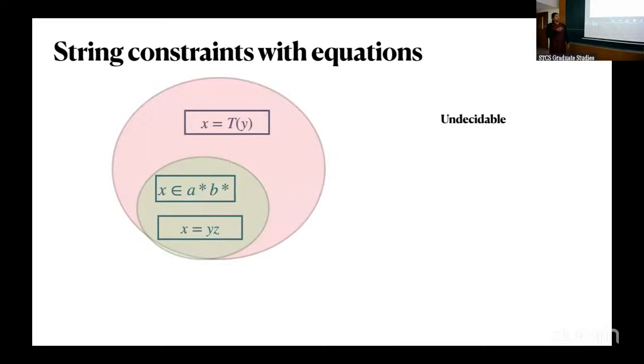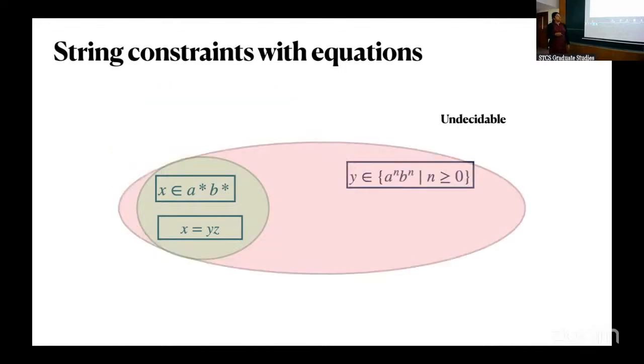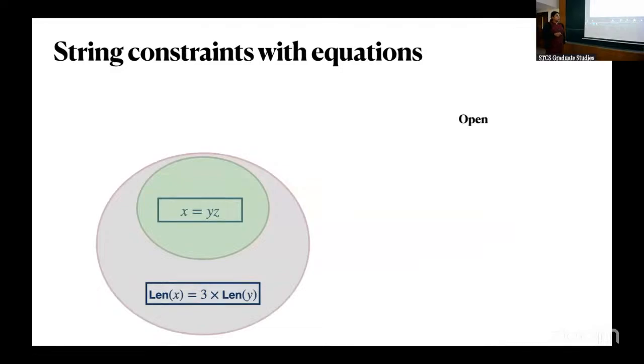If we add, on the other hand, some kind of transductions, which I will say more about later, they are functions from words to words realized by automata. Then it becomes undecidable. And if instead of transductions you try to put context-free membership constraints, then again it becomes undecidable. If you go beyond regular to something like context-free, it's going to make it undecidable. And if you just have these kinds of equations and you have length, we don't know the status, whether it is decidable or not. It's open.